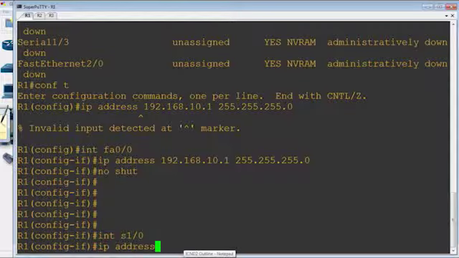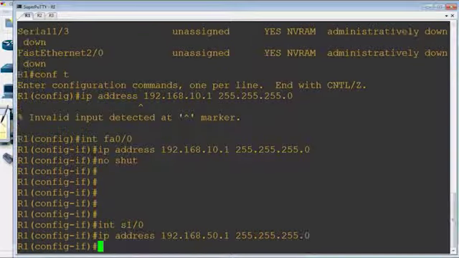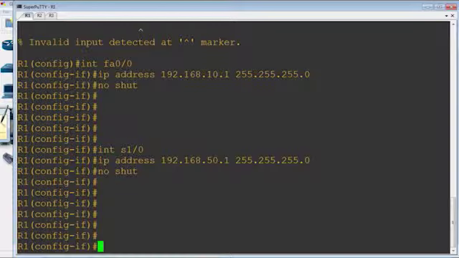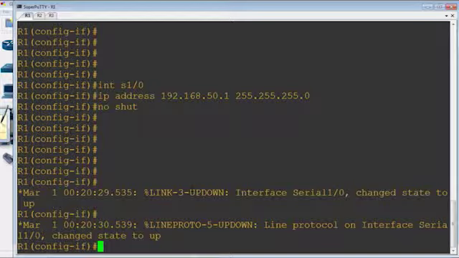IP address 192.168.50.1. There we go. And I always throw in that no shut command too, just to make sure that, as you can see, that interface was down. So even if it would have had an IP address on it, it wouldn't have been reachable, right?